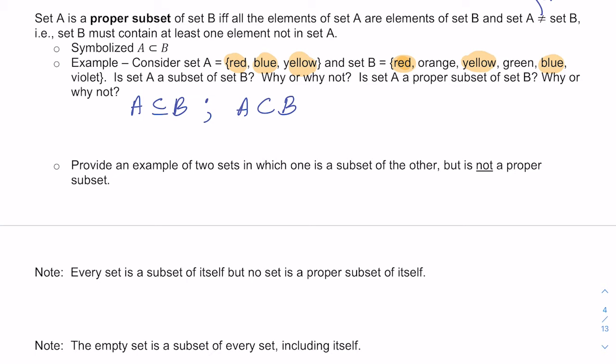There are two important notes here. Every set is a subset of itself, but no set is a proper subset of itself. So in order to provide an answer to the example I asked you to think about, let's say set A is {1, 2, 3}. Every set is also a subset of itself, so a subset of set A would also be {1, 2, 3}. But no set is a proper subset of itself. So here, A is a subset of itself, but A is not a proper subset of itself.